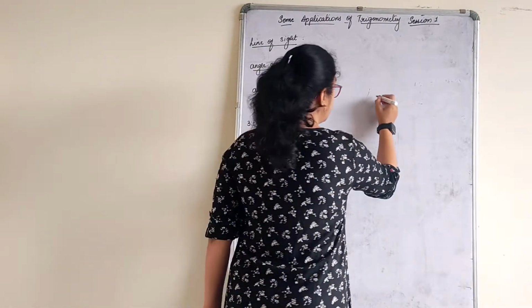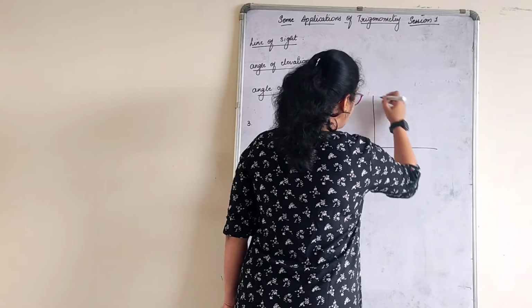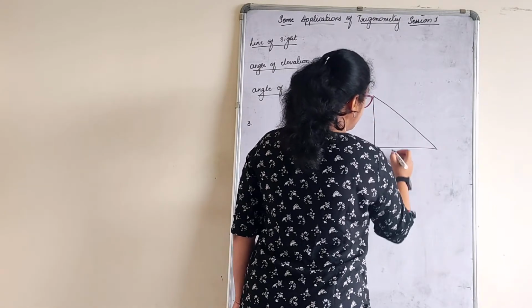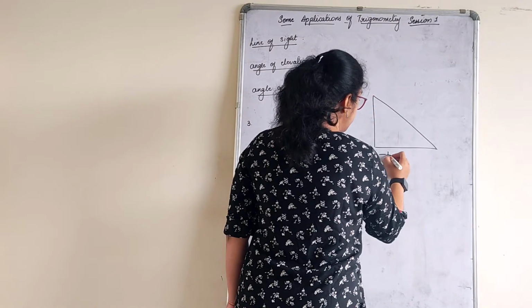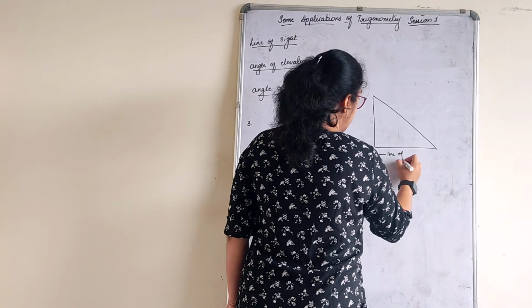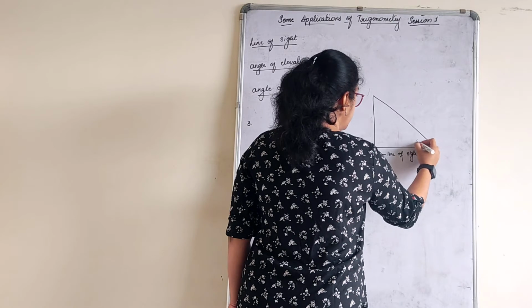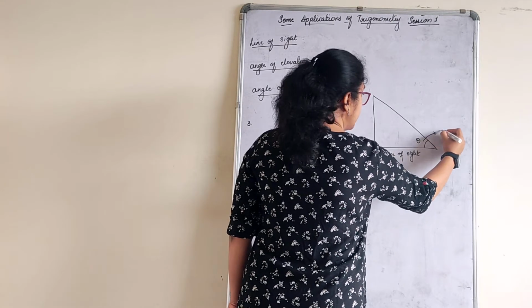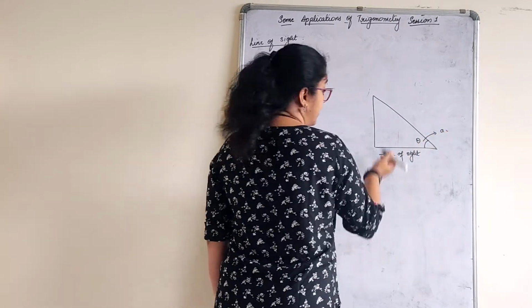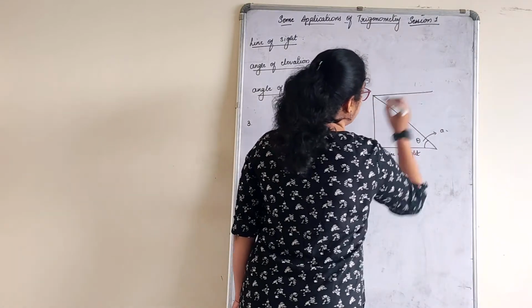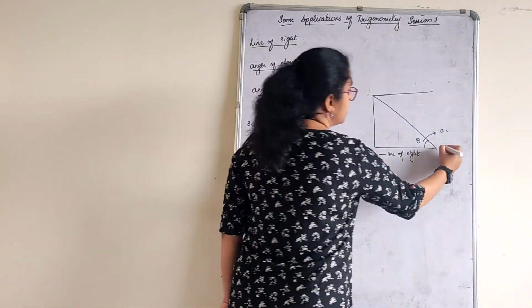After that, just draw one right angle triangle. You can mention this as line of sight. You mention this as theta and give this as the angle of elevation. With respect to that, a perpendicular line is drawn. This is an observer.